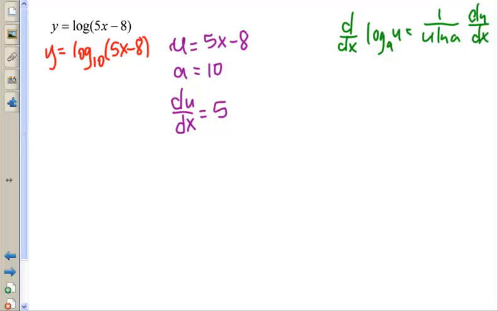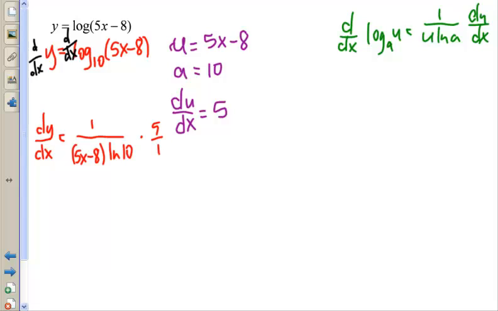So then we take the dy dx on both sides. Then we're going to have dy dx equals 1 over u, which is 5x minus 8, times the natural log of 10, times the derivative. And the only cleanup you would do on this is go ahead and multiply your numerators together. And that's all there is to it.